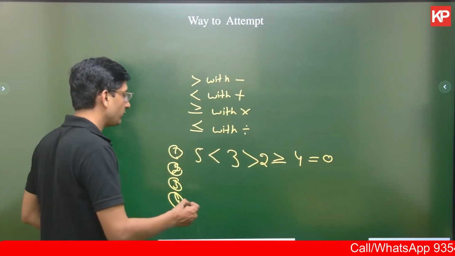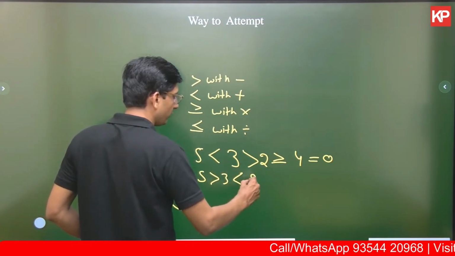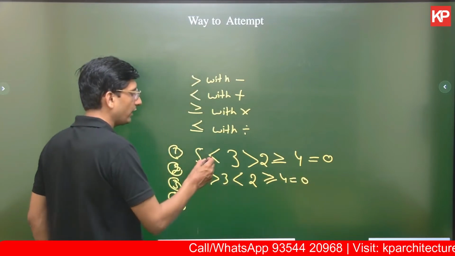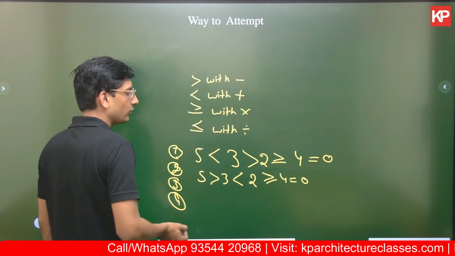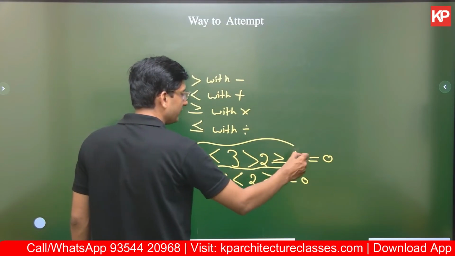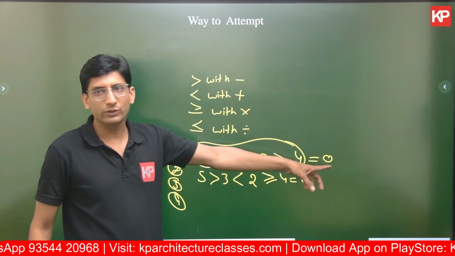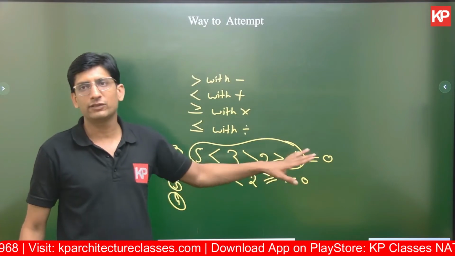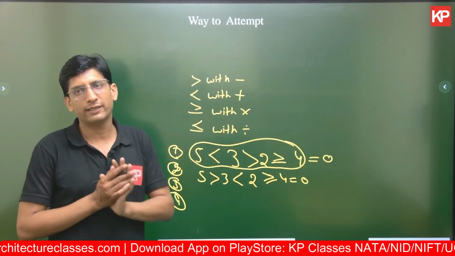Suppose 5 smaller than 3 greater than 2 greater than or equal to 4 is equal to 0. When you replace these symbols with plus and minus, the result must be equal to 0. After replacing, it must be equal to 0, and only then does the equation satisfy, and we say yes, it is the correct equation, because after replacing these we are getting the right answer.